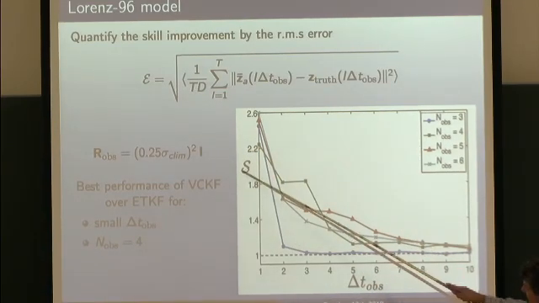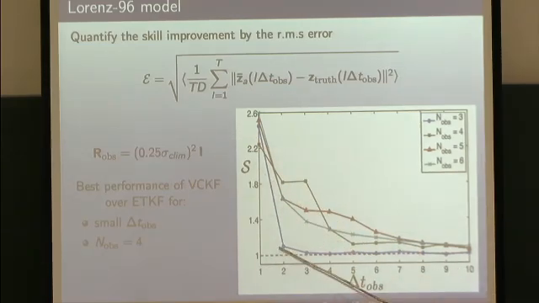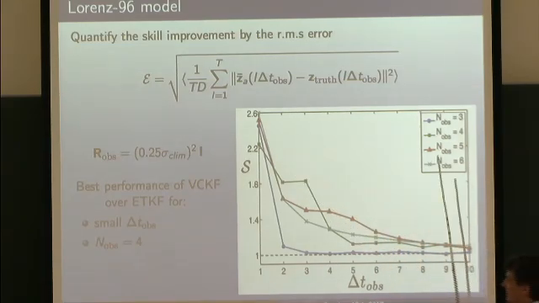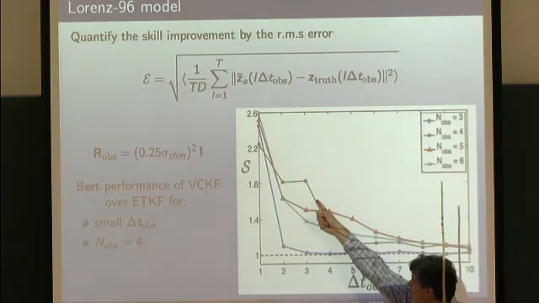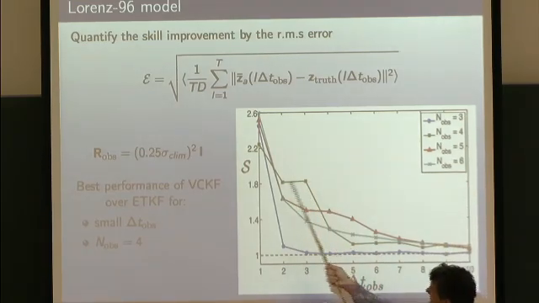Here I've plotted this skill, so again, larger than 1 means skill improvement, as a function of our observation windows. Different curves correspond to how many unobserved components I have. So n_obs equal to 3 means I measure only every third variable. What we can see is, two things are obvious. It works better for small observation periods. And for n_obs equal to 4, this green line, we get roughly the best skill improvement.